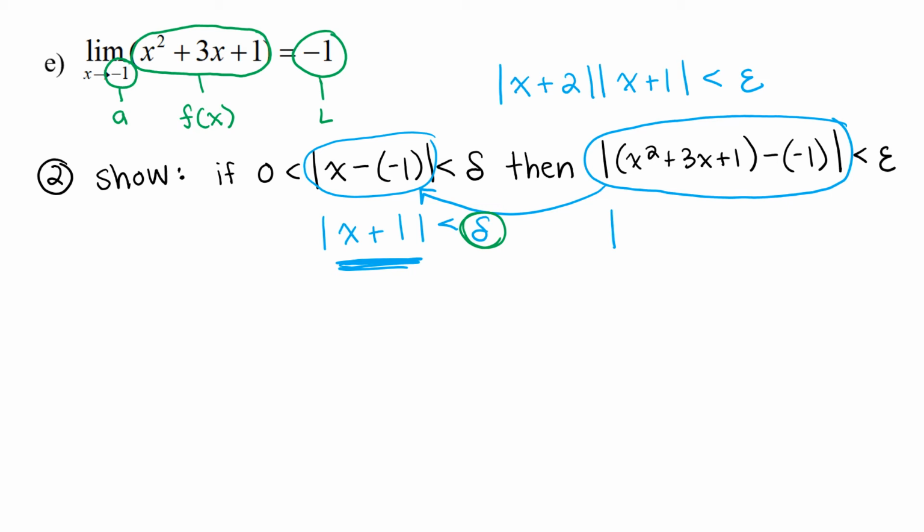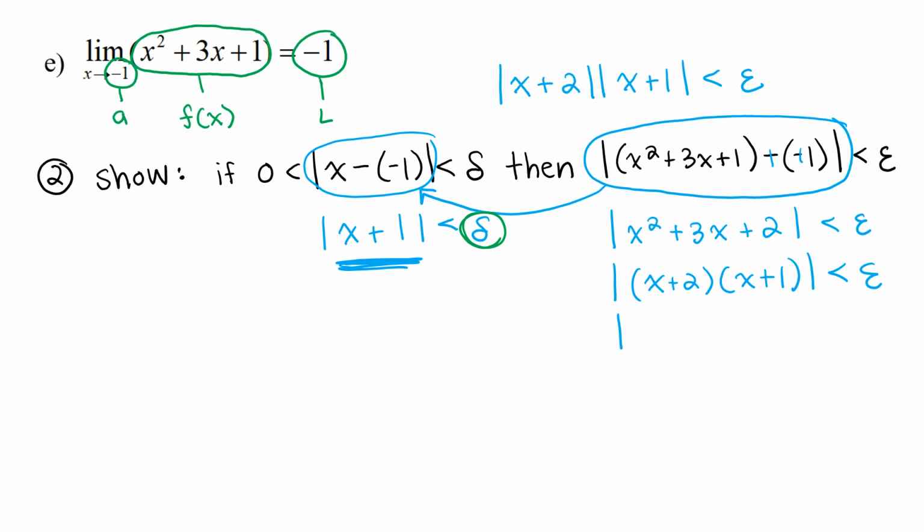So first we'll start by simplifying. So we have x squared plus 3x, and then plus 1 minus negative 1 gives us plus 2, is less than epsilon. And we can factor this, so we have the absolute value of the quantity x plus 2 times the quantity x plus 1 is less than epsilon. And we can split up these factors, so we have the absolute value of x plus 2 times the absolute value of x plus 1 is less than epsilon. And we want to solve for this absolute value of x plus 1.